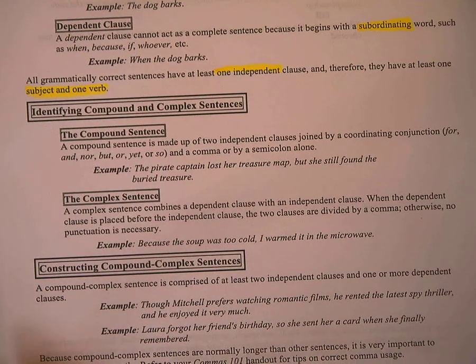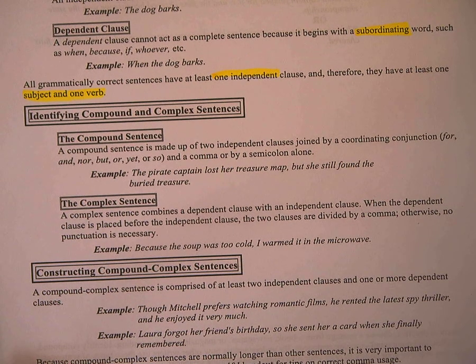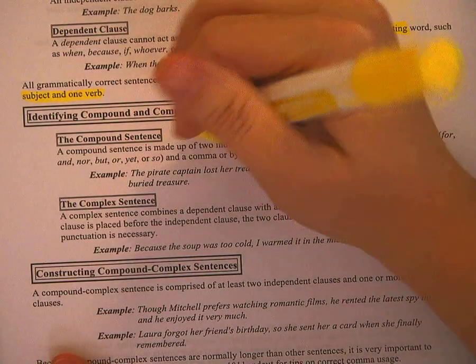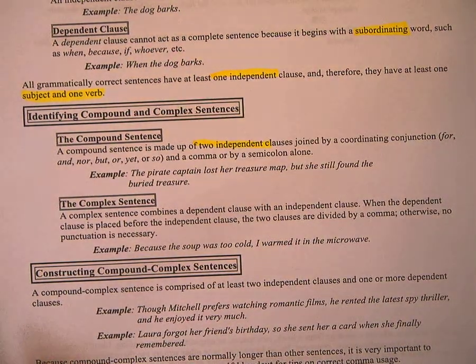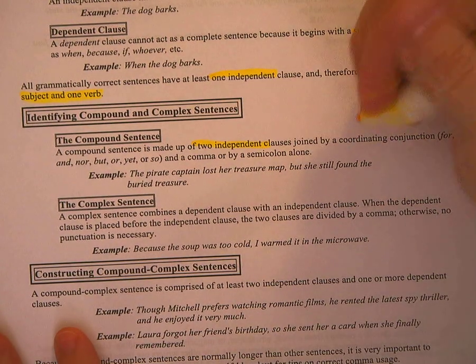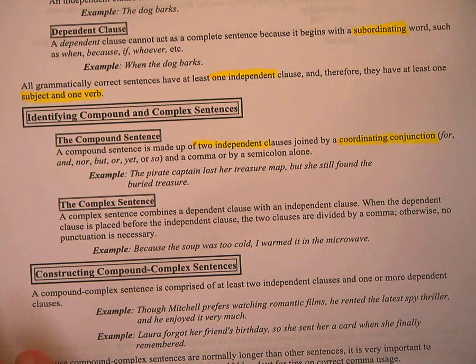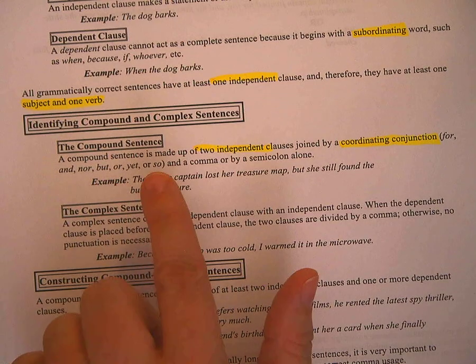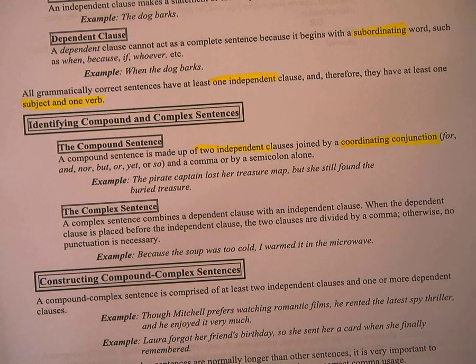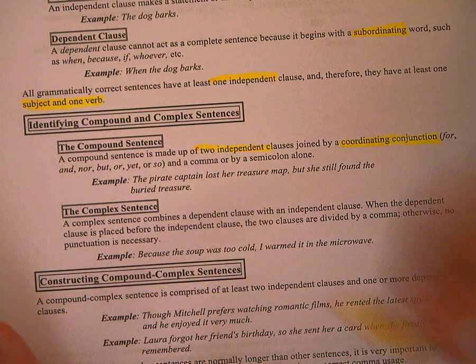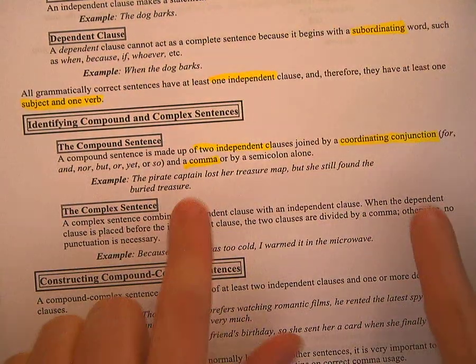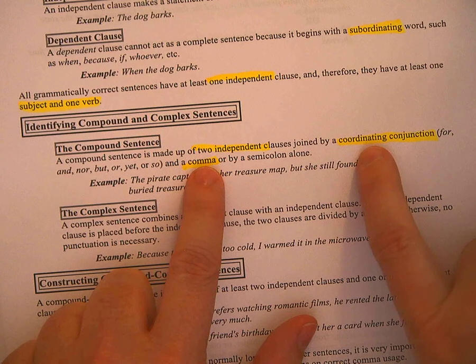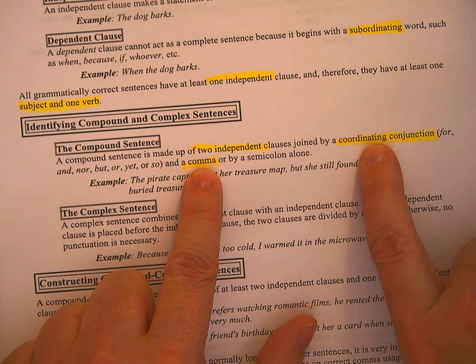So the difference between compound and complex sentences. A compound sentence is made up of two independent clauses. Okay? I have two complete sentences joined together by a coordinating conjunction. These are my coordinating conjunctions: for, and, nor, but, or, yet, or so. That's also called FANBOYS. And a comma. If I'm using a coordinating conjunction, I better have a comma there with it. Okay?